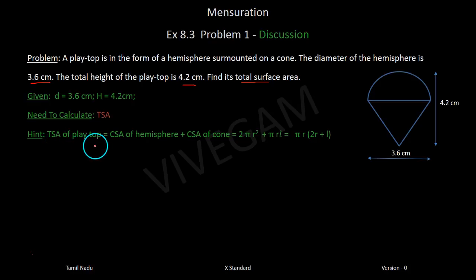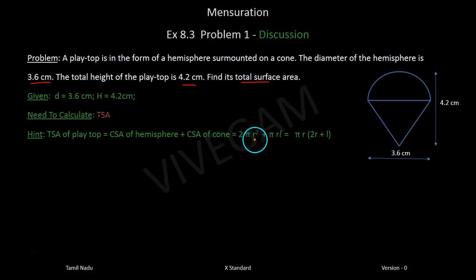The total surface area of the plate top is the CSA, curved surface area of the hemisphere, plus the curved surface area of the cone. Because it's got a hemisphere as well as a cone. So the sum of the curved surface area of the hemisphere and the cone is the total surface area of the top. The curved surface area of the hemisphere is 2 pi r square. Curved surface area of the cone is pi r l. So you can take pi r commonly out, pi r into 2r plus l.